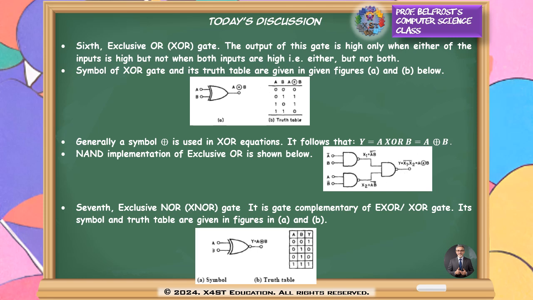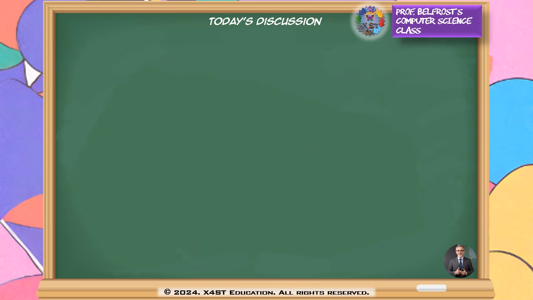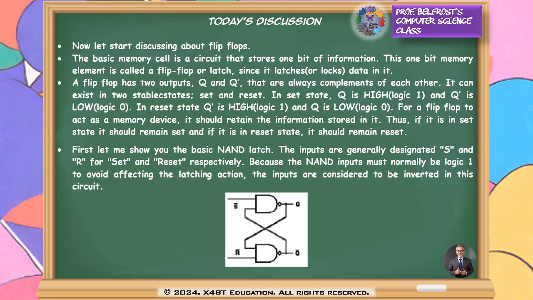Next we have the exclusive NOR gate. This is just the complement of the previous XOR gate. Its truth table and symbol are shown in this slide. Okay, so we have done explaining the basic logic gates. Now we are discussing flip-flops.